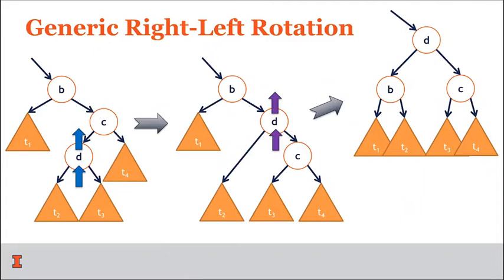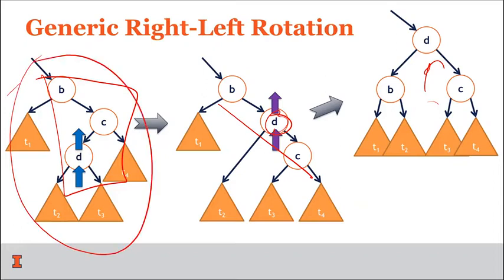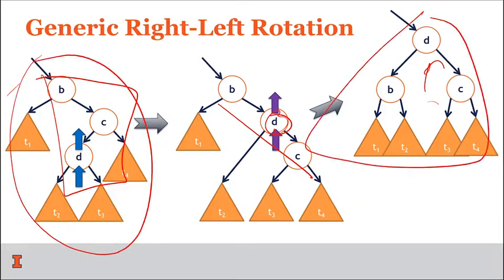Seeing this completely, we notice that we first transform this elbow into a stick, and once we've transformed the elbow into a stick, we raise up the center node of the stick and make it into a mountain. So here we go from an elbow to a stick into a mountain. And at the end, we take a tree that's completely out of balance and have a nice, perfectly balanced binary search tree at the end of this process.